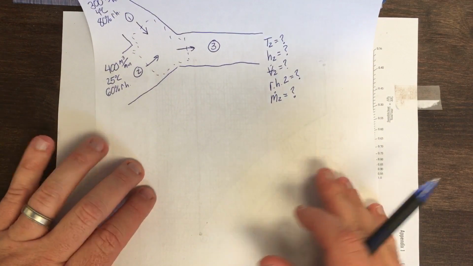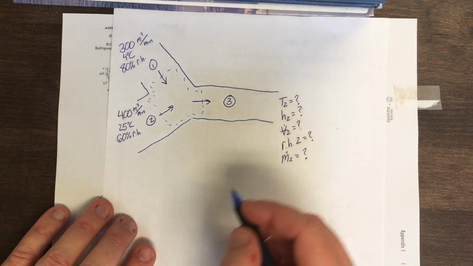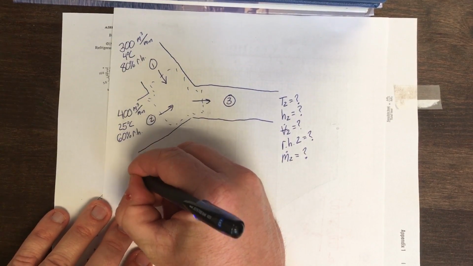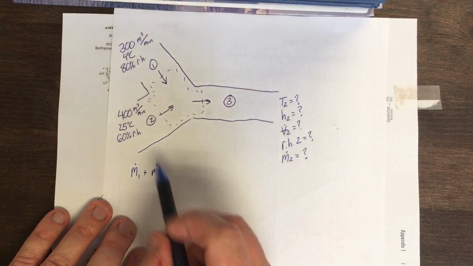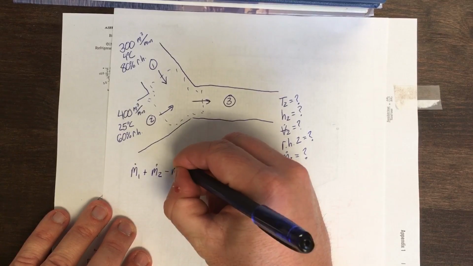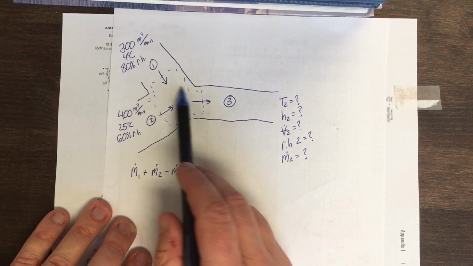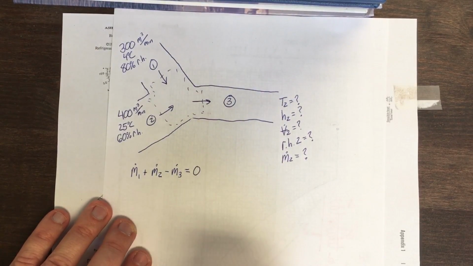First one we can use is the conservation of energy for this mixing chamber. Actually, let's start with the conservation of mass. That's the simplest. We've got mass flow rate 1 plus mass flow rate 2, those are two things entering that system, minus mass flow rate 3. And since this is steady flow, it's not accumulating or being depleted of any mass. That equals 0. This would be the rate of change of the mass in the system.